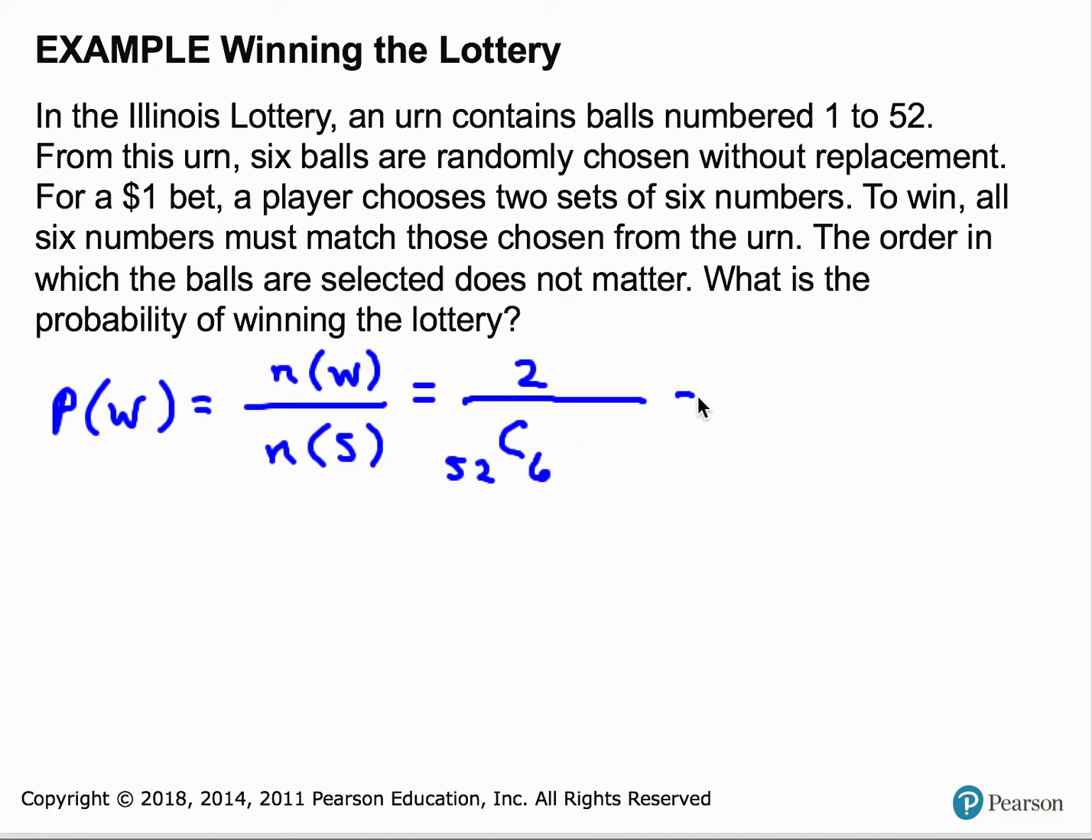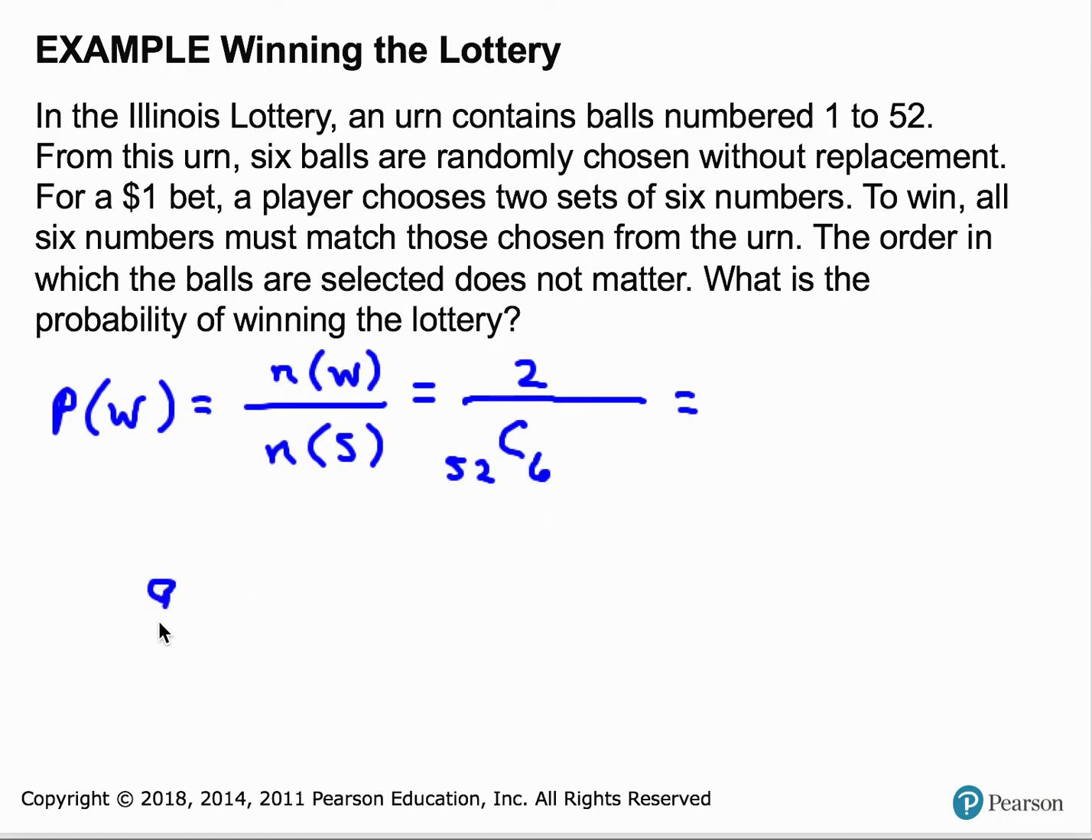Okay, so let's put this on our calculator. 2 divided by 52 choose 6. Okay, and once again I got scientific notation. I got 9.8238... e to the negative 8.